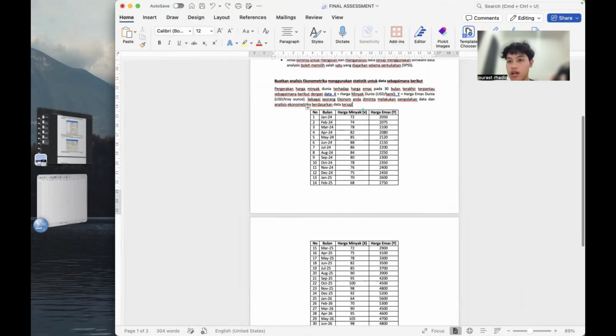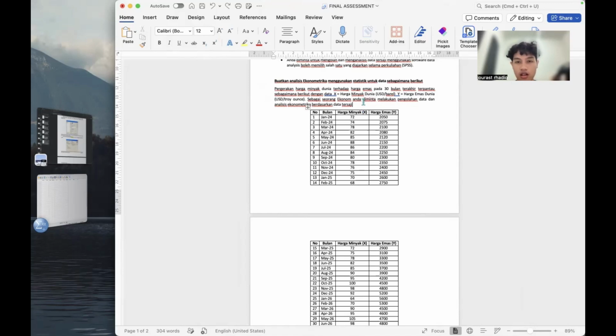My name is Jourast Rhadiq. I'm from ICT2 with my student ID 104012340029. So today I'm going to do the econometric analysis with the data given for the final assignment.